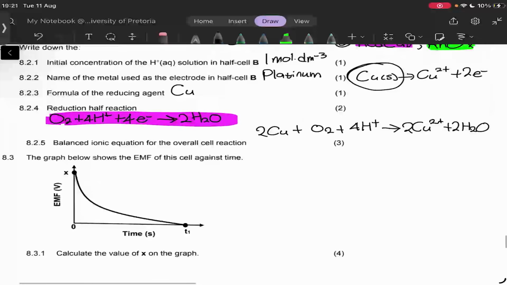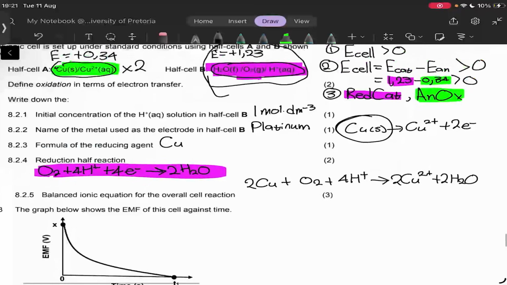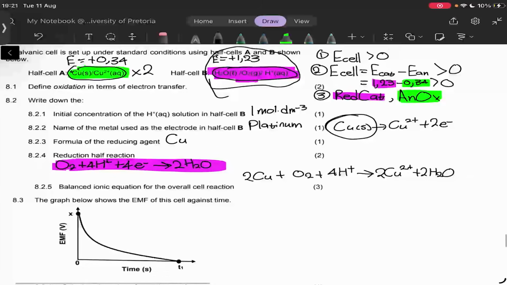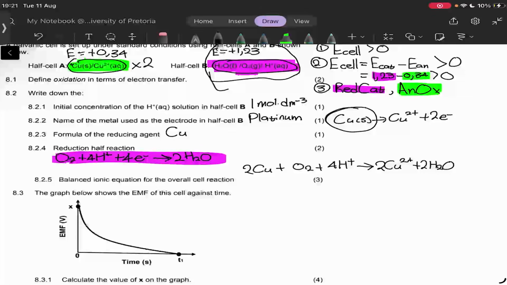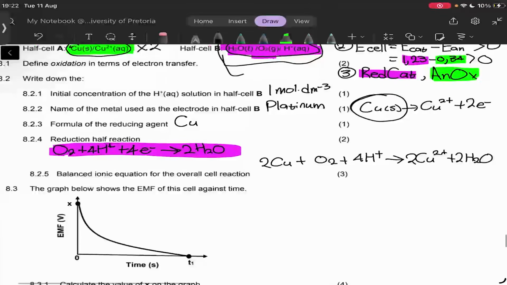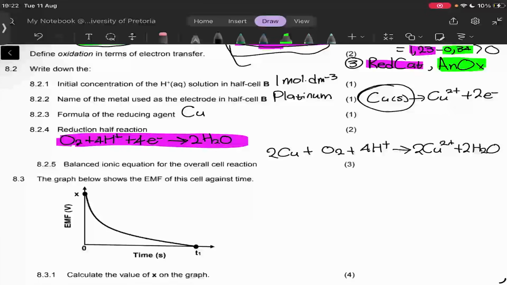Let's get the value of X, the EMF of the graph. What do you guys think that would be? This one I think is a simple one. You guys can do that. What is the EMF, or in other words, the cell potential of this galvanic cell? In our case, it's going to be 1,23 minus 0,34, which gives us a value of 0,89 volts. That's the answer to 8.3.1.